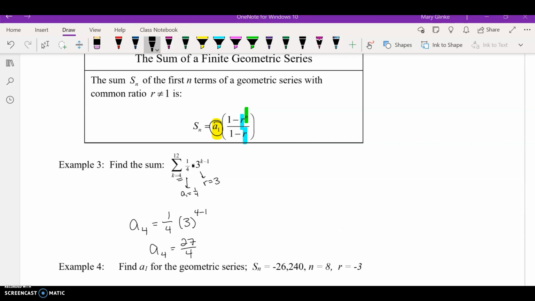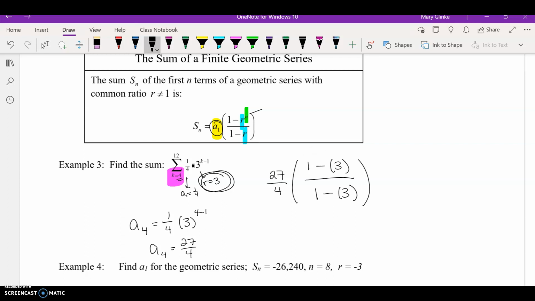So to find my sum, I'm going to take that term, 27 over 4, because that's the initial term in this specific sigma, and I'm going to do 1 minus my common ratio. Now I already identified it based off of the equation to the n. I'm going to put a pause on that n, over 1 minus r.